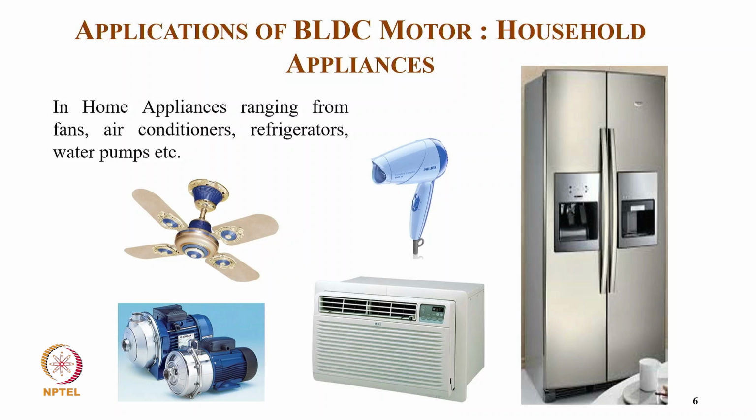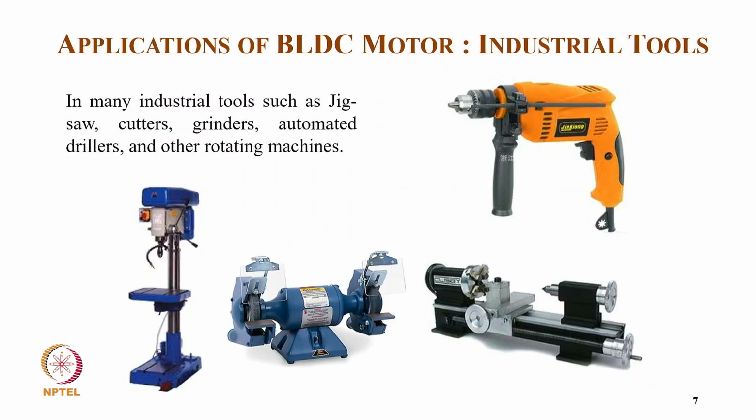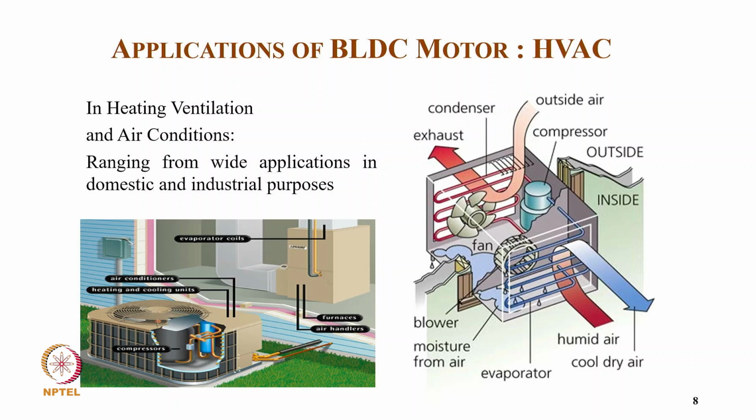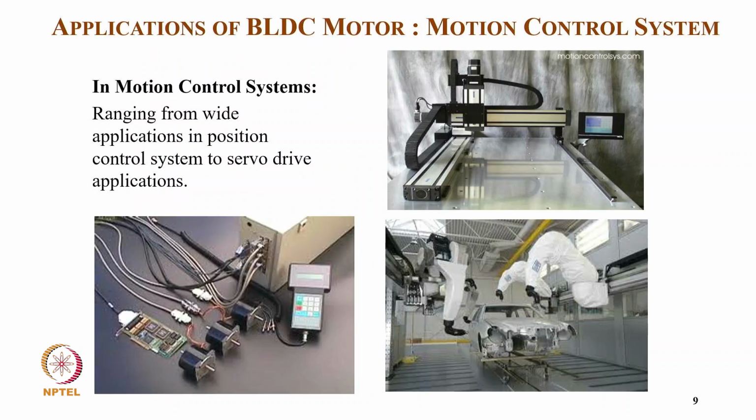And typically in home appliances, if we go into more detail, ranging from fans, air conditioner, refrigerator and water pump. And then in many industrial tools such as jigsaw, cutter, grinder, automated drills and other rotating machines. Then in heating, ventilation, air conditioning, ranging over a wide range in domestic and industrial purposes. Typically this motor gives very high efficiency at variable speed, and variable speeds also give very good performance.